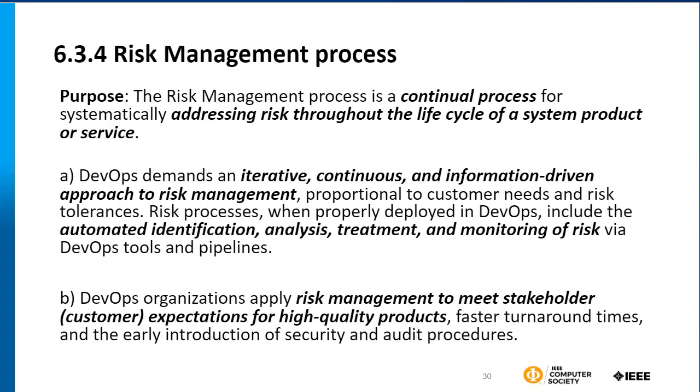So the risk management process, this is really important. It's a continual process from the very beginning. You want to address risks throughout the life cycle of the system. You need an iterative, continuous, and informative approach. And you want to be able to automate the identification, analysis, treatment, and monitoring of risk. You can't do things manually. Manually, it's gone. You have to spend the extra time writing automation when it comes to system monitoring, when it comes to identifying and fixing things. You're going to be doing much more automation if you want these capabilities to really work.